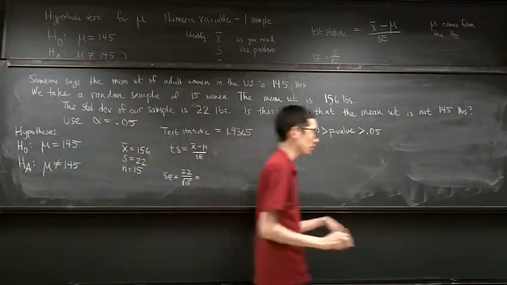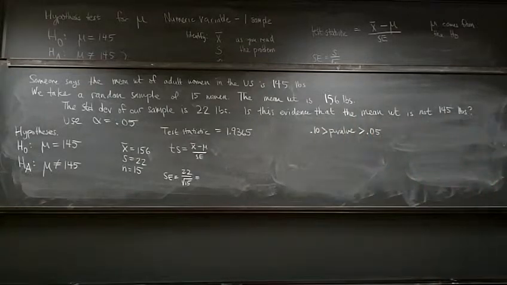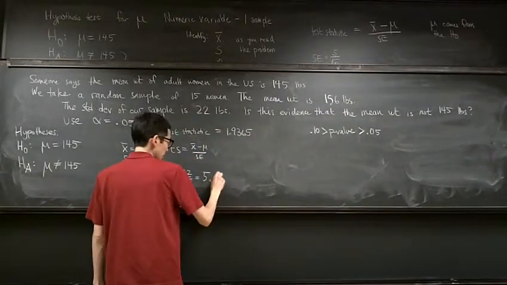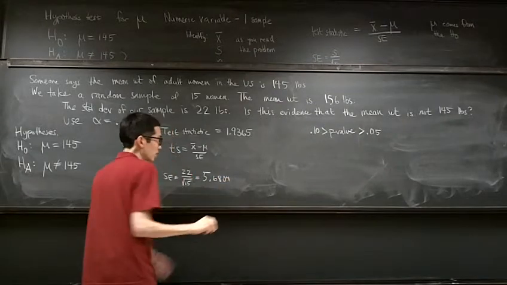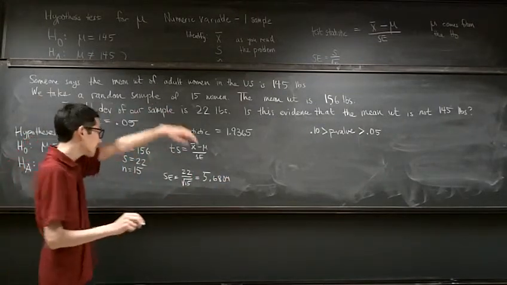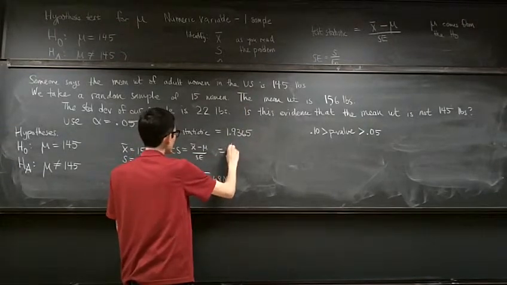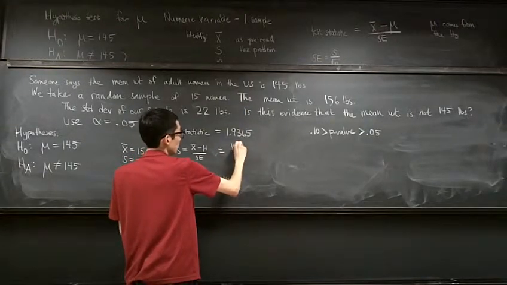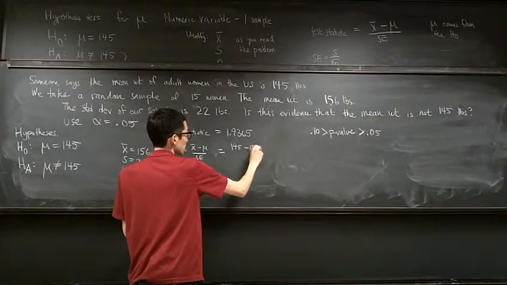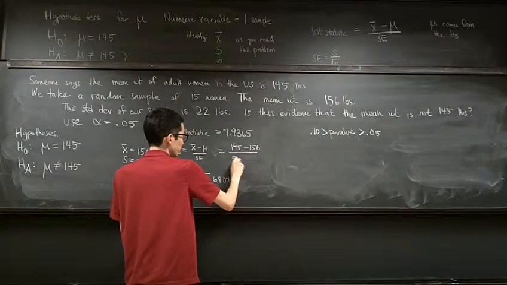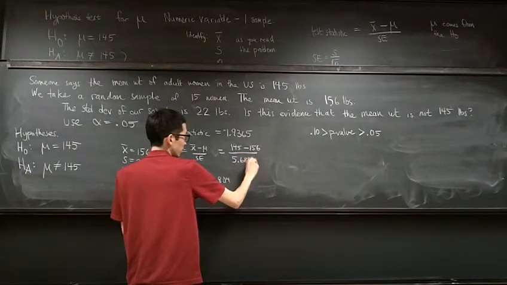I get, what is that? 5.6804. Doesn't matter, okay, 5.68. If you want to keep more decimals, that's fine. 5.68. So my test statistic is going to be 145 minus 156, I'm sorry, I should put a negative there, divided by 5.6804.